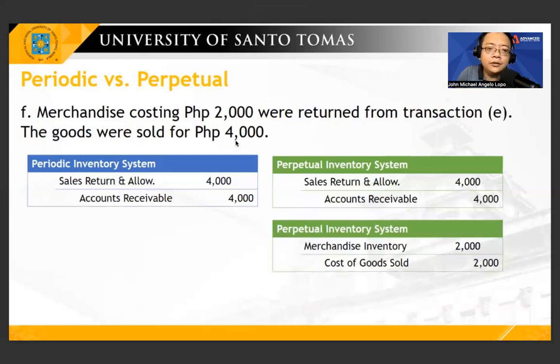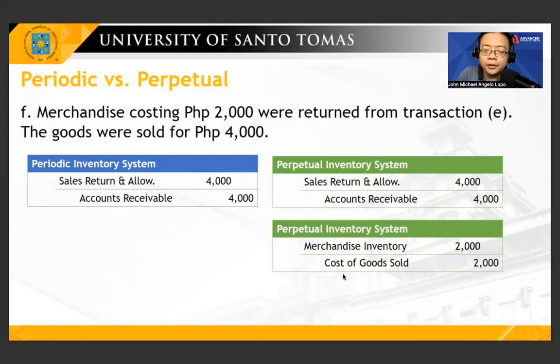Merchandise costing 2,000. Alam ba, may binalik yung customer mo. So, sales returns and allowances, accounts receivable, same lang naman. Okay? Pero in the perpetual, you need to record, ibabalik mo yung inventory mo, kasi nga, binalik ng customers mo. And you have your cost of goods sold, babawasan mo yung cost of goods sold. So, ganun kadali, class, ang periodic and perpetual inventory system. Alright. So, that's basically your accounting for merchandising.